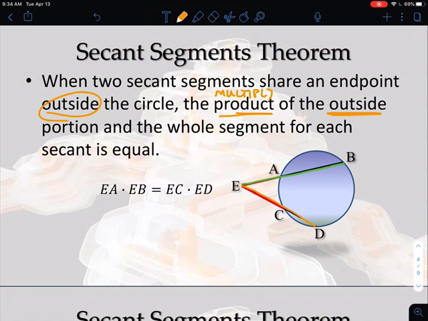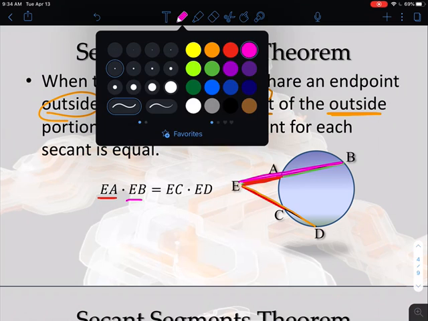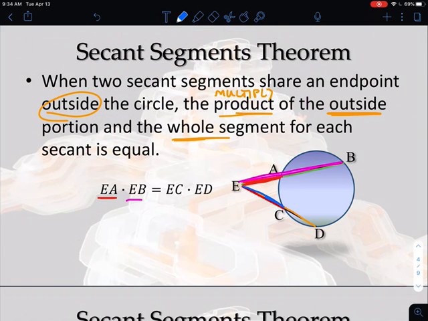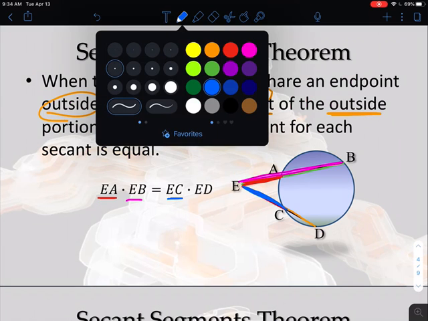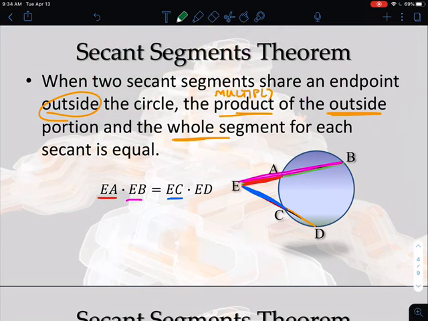The product of the outside and the whole segment, that's going to be the two pieces that I want you to really focus on here. The outside and the whole segment for each secant is equal. So what they're saying here is if we look at this picture, EA is the outside portion of that first secant line, and then they're multiplying it by the entire length from E to B. So it's the outside times the whole thing, and then they do the same thing on the other side. E to C is the outside portion, and then we multiply it by the entire length, which is from E to D in this particular picture.